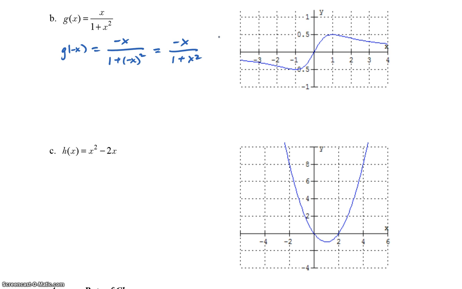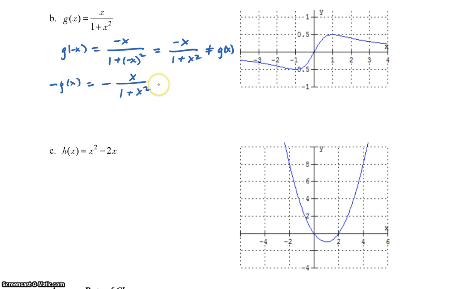Notice what we don't get. We don't get the original function back again here. So we don't get g of x like we got with f of x in part A. We don't get the same thing back again. So apparently g is not an even function. So the next question would be, is g an odd function? For that, you look at the opposite of g of x, minus g of x. That means we're basically putting a minus sign in front of x over 1 plus x squared.